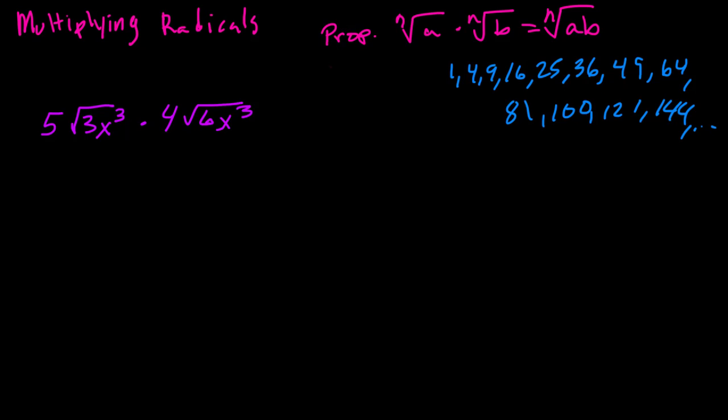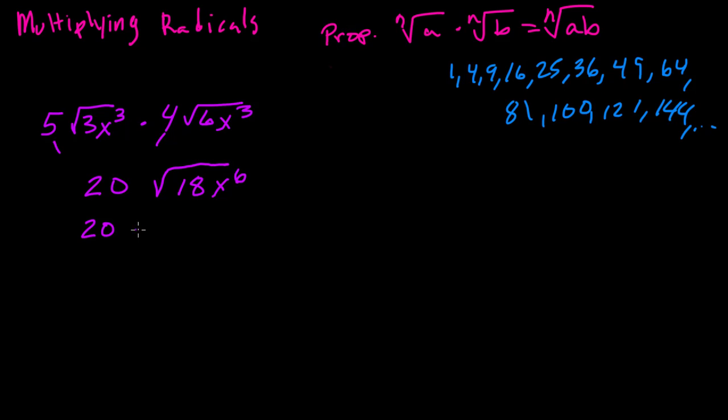All right, here's our next example. This one, the only difference is now we have numbers on the outside. So we're just going to treat those as regular numbers on the outside. We're going to multiply those together. So if I take the 5 and the 4 and I multiply those together, I would have a 20 on the outside. And we're going to do the same thing as before. We're going to multiply our square roots together, combine them under one square root. So 3 times 6 gives us 18. x cubed times x cubed, we add the exponents. That's going to give us x to the 6th.